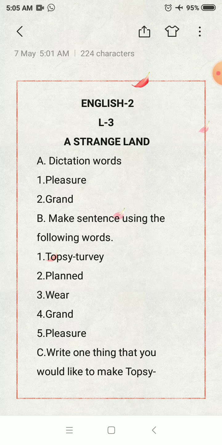So, students, today we are going to revise lesson number 3 of your English 2 book, A Strange Land. In this poem, we have learned about a place where everything was topsy turvy, where everything was upside down. Topsy turvy means upside down. Understood? So, in this poem, everything was topsy turvy.